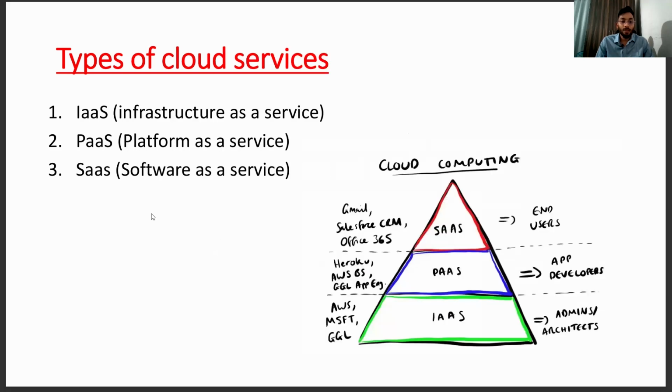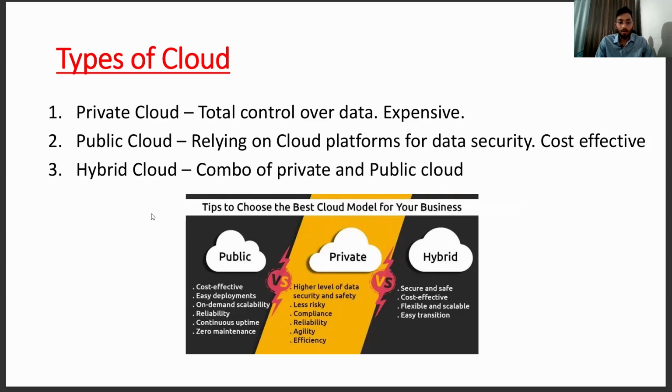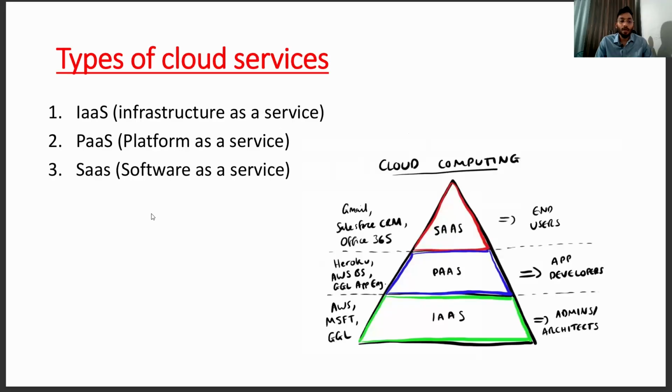Okay, next point is types of cloud services. There are three types of cloud services. Let's not confuse between the two. That was types of cloud. Now this is types of cloud services that any platform would be providing. First is infrastructure as a service, then platform as a service, and software as a service. Let's see it using this particular diagram. First is infrastructure as a service. This is mostly for admins and architects because you are taking care of the entire infrastructure: how the data will flow, where it will be stored, how the processing will go, everything.